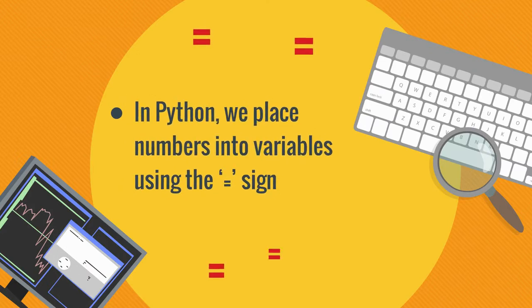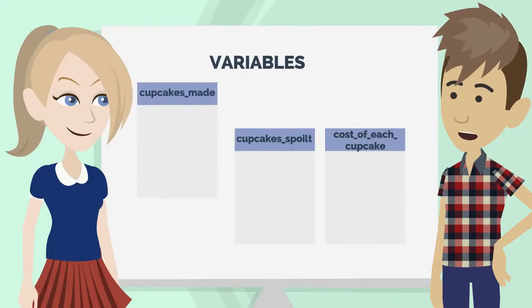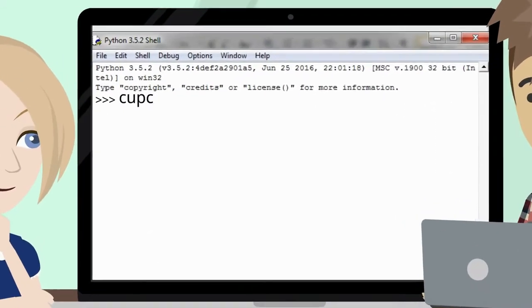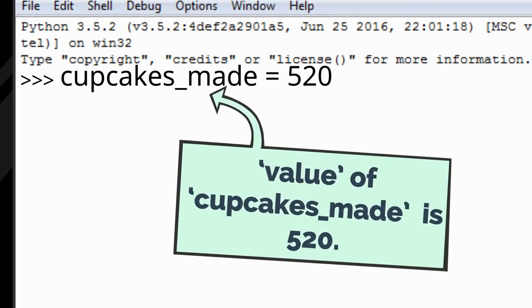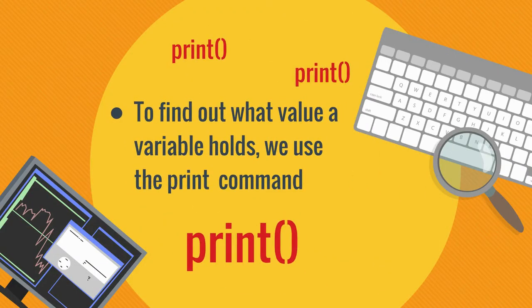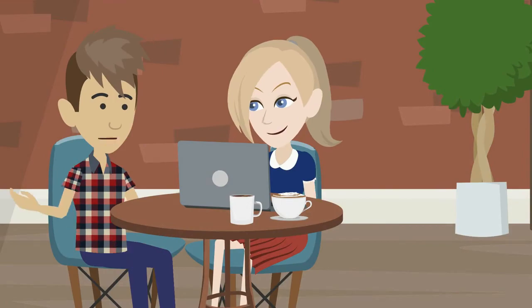In Python, we place numbers into variables using the equal sign. So, if we want to tell Python to store the number 520 in the Cupcakes Made variable, we type Cupcakes Made equals 520. We can say that the value of Cupcakes Made is 520. To find out what value a variable holds, we use the print command, followed by the variable name in parentheses. Type the following and tell me what you get.